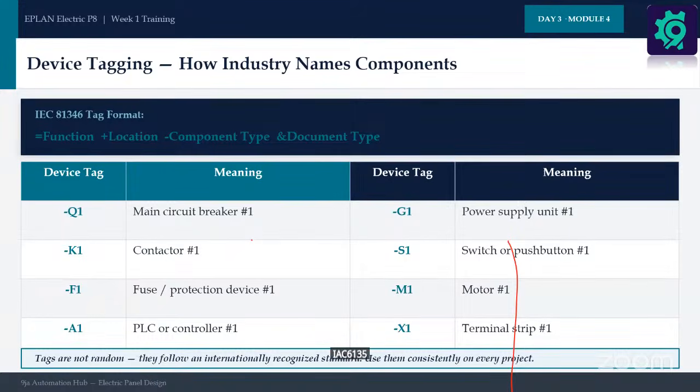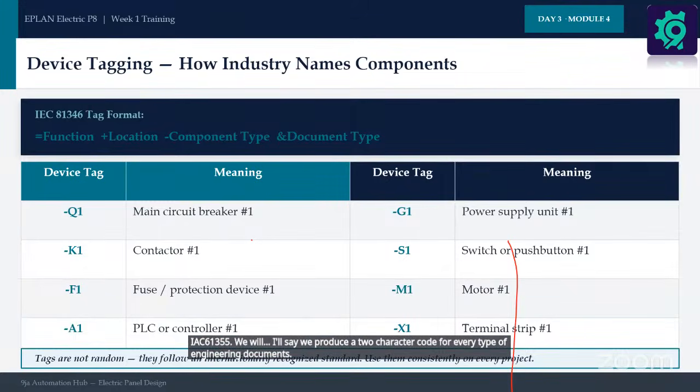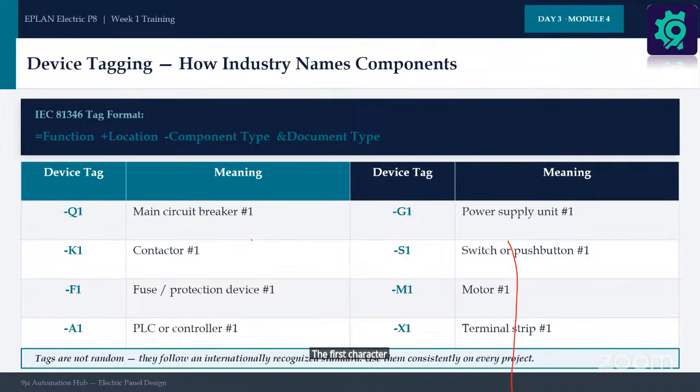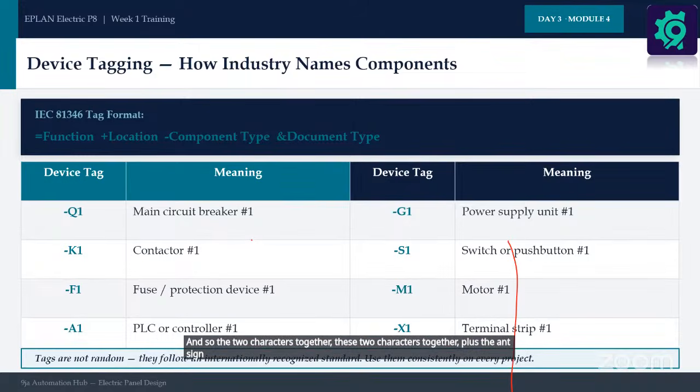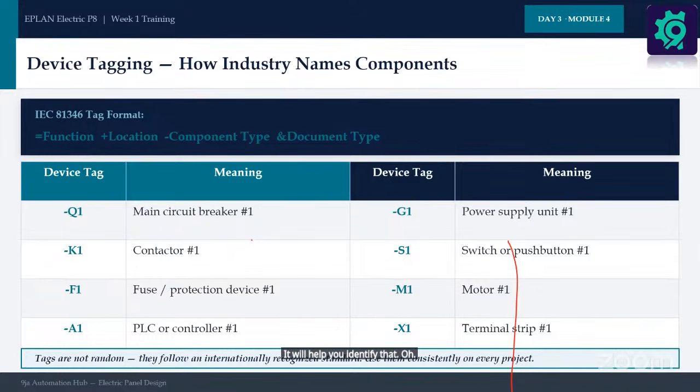By combining the content and the form, IEC 61355 produces a 2-character code for every type of engineering document. The first character identifies the content. The second character identifies the form. These two characters together, plus the sign, help you identify what type of document this is.